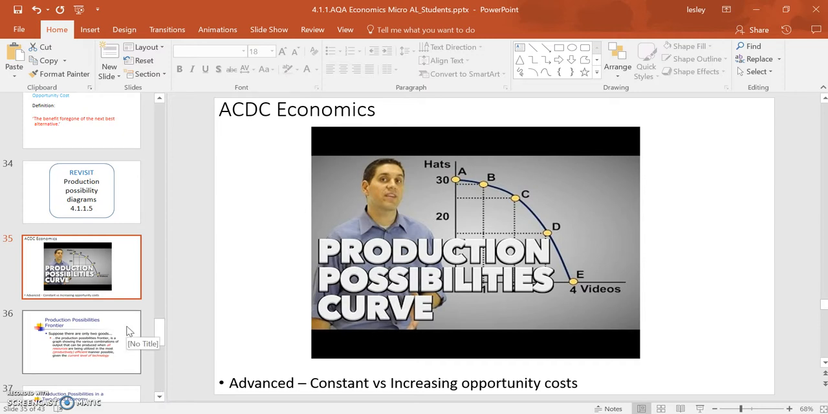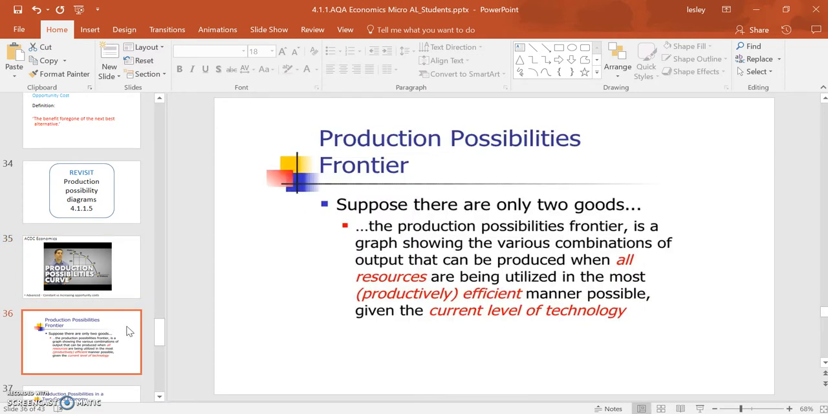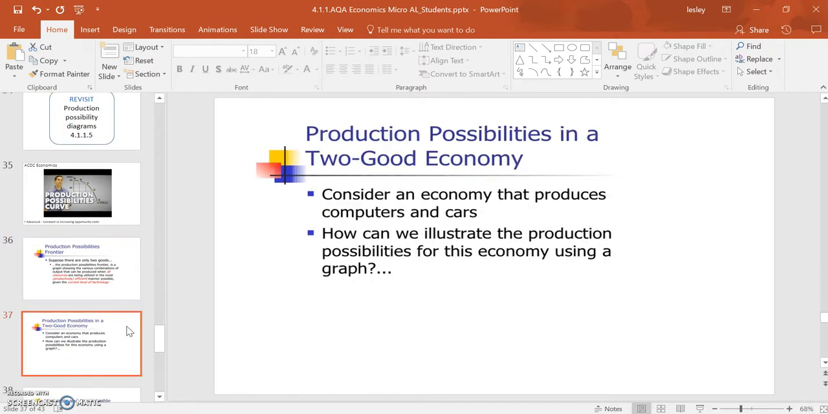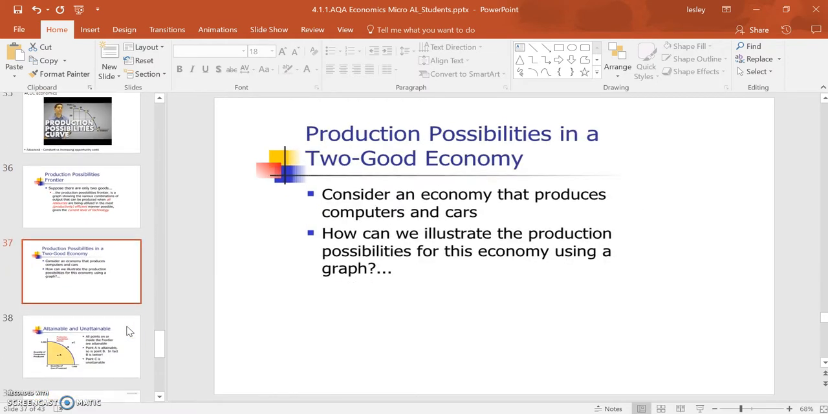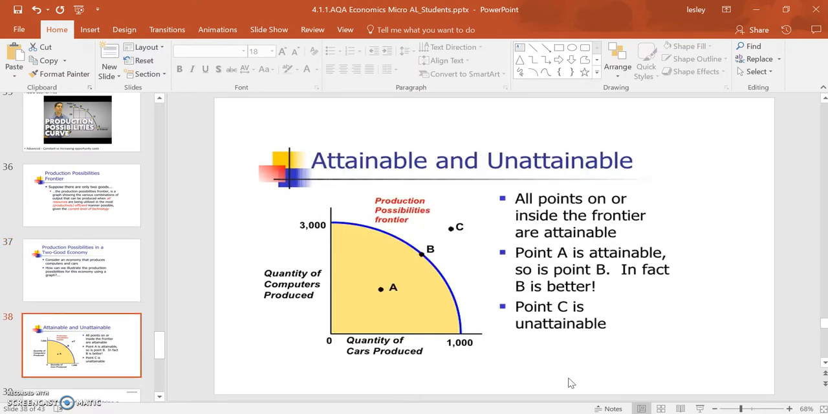If you're not keen on American accents, well, then you can look at some slides here, and we can have a look at production possibility frontiers being created where the assumption is there are only two goods. So we've got a little case study there, maybe computers and cars, and then we can have a look at this particular diagram here. So this is the frontier. This blue line is the frontier or the curve, and you can see that we can produce a maximum of 1,000 cars, but to do that would mean we produce 0 computers, or we can produce 3,000 computers and 0 cars. So there's always a trade-off here.